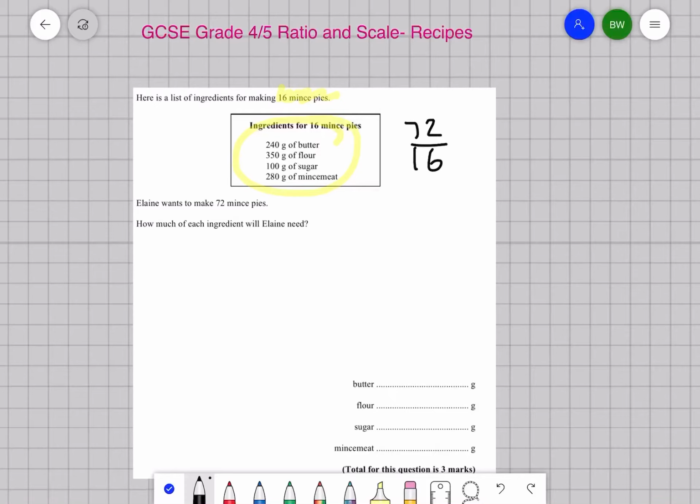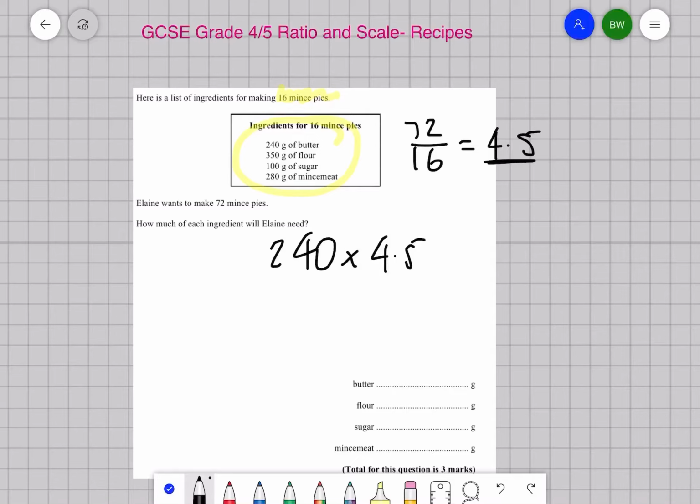So on my calculator I'm going to do 72 divided by 16. Not an exact factor, but it's 4.5 times bigger. Okay, so the thing that I could do is multiply each of these ingredients by 4.5 because that's my scale factor. So I'm going to do 240 times 4.5, 350 times 4.5, etc. And that will get me the answer.